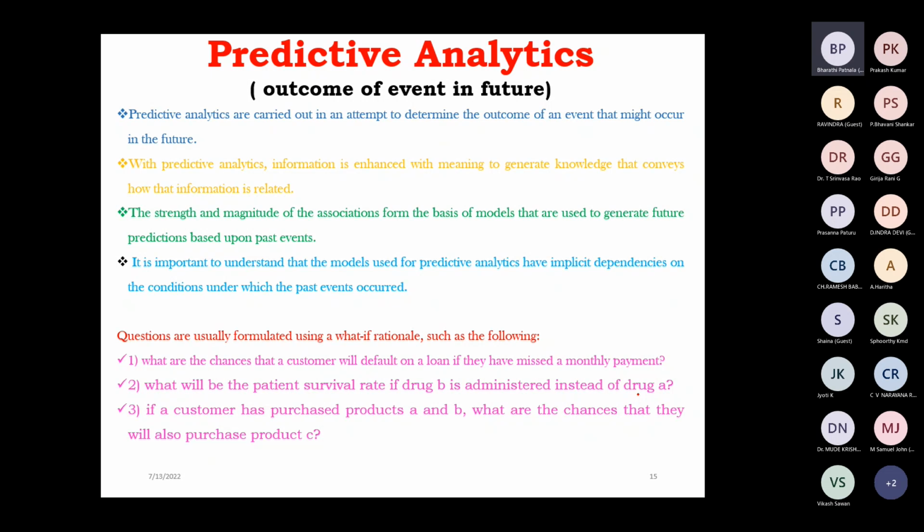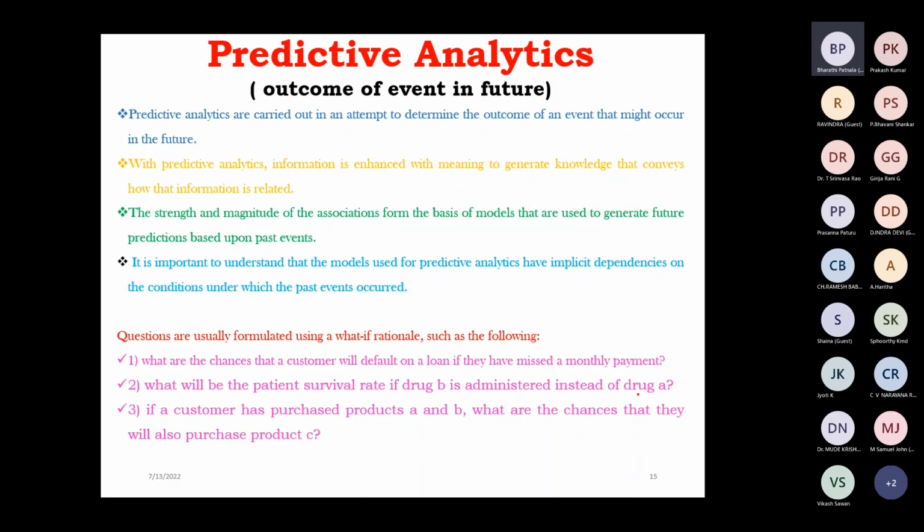In a similar manner, if a customer has purchased products A and B, what are the chances that they will also purchase product C? Sometimes most of the people purchasing a washing machine and refrigerator, and a microwave oven like that. Suppose similar electronic home appliances are purchased by some customer, there is a chance of purchasing one more product related to those particular home appliances. Okay, so like that we can predict it.